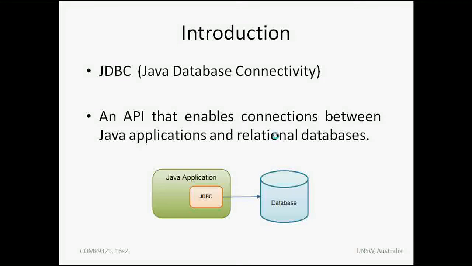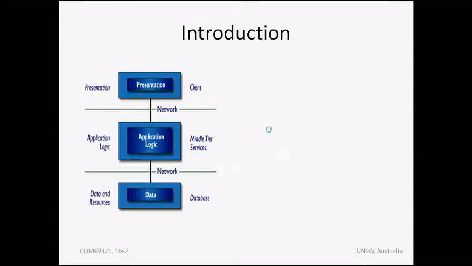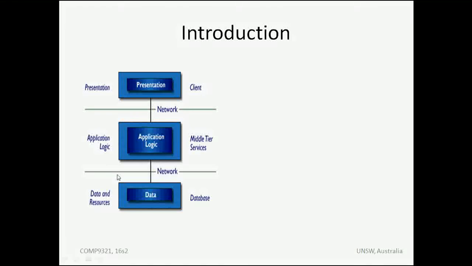So what is JDBC? JDBC stands for Java Database Connectivity. It is an API that enables connections between Java applications and the relational databases. As you can see here, this is the famous three-tier architecture of a typical web application. We have presentation layer here, and we have logic layer as well as data layer.